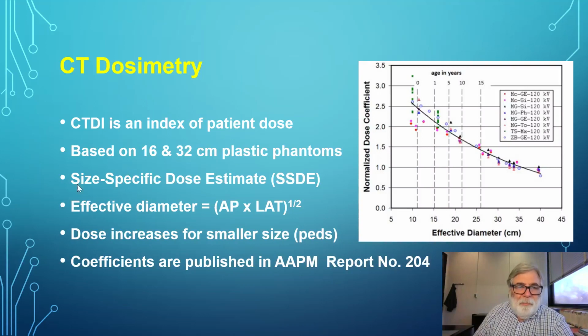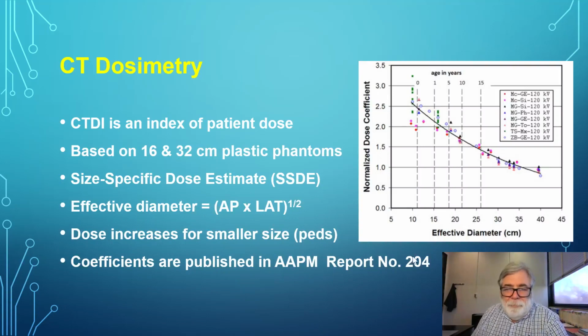A better way of assessing patient dose is what's called the size-specific dose estimate. The size-specific dose estimate is based on, guess what? The individual patient size. It turns out the best parameter to use for assessing doses to a patient is something called the effective diameter. That's the square root of the front to back AP distance times the lateral side to side distance. Multiply those together, take the square root. That's the effective diameter of the patient.